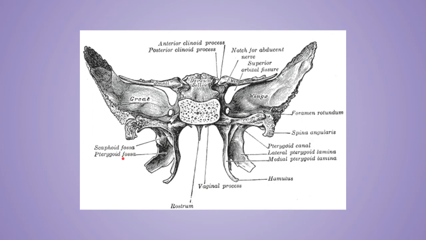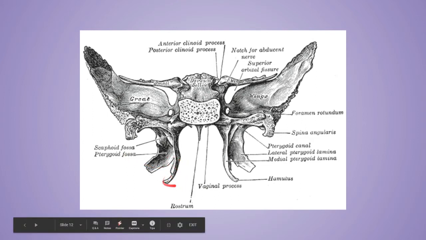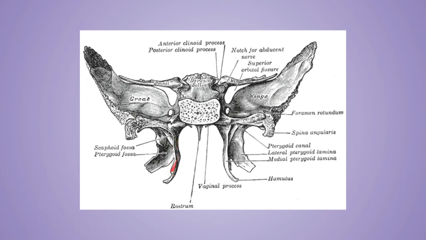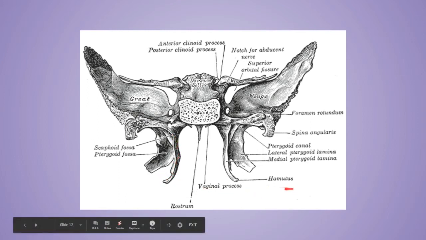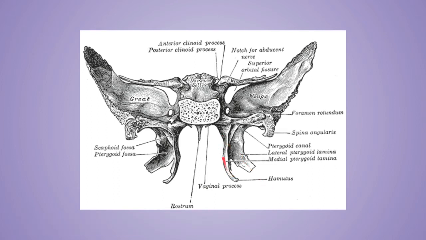Now the lower end of the posterior border is prolonged downwards, as you can see, and this prolonged part of the medial pterygoid plate is known as the hamulus, or the pterygoid hamulus. This is the part prolonged downward and laterally from the medial pterygoid plate.